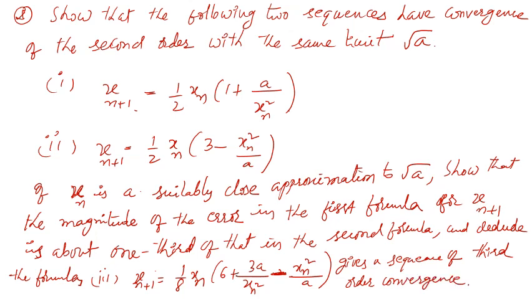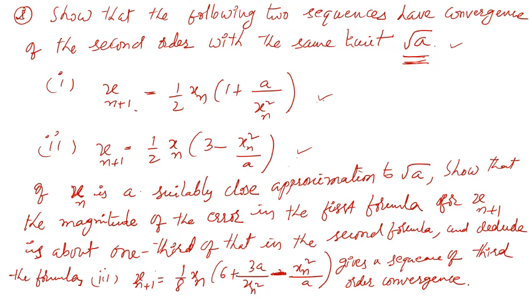Totally there are three problems in this one problem. What is the first one? I have to find the iterative formula. The iterative formula for under root a is given. These two iterative formulae to find the approximate root of under root a are given. And what is the question? Show that these two sequences both have second order convergence to find the square root of a.